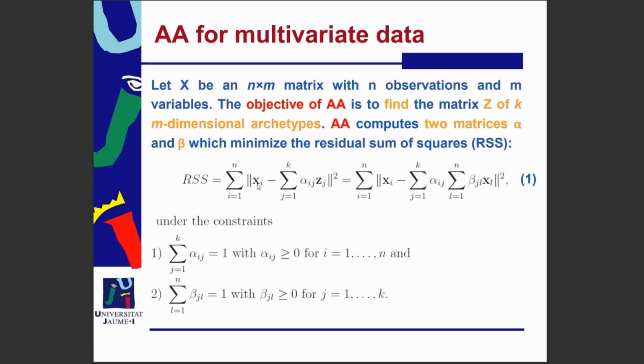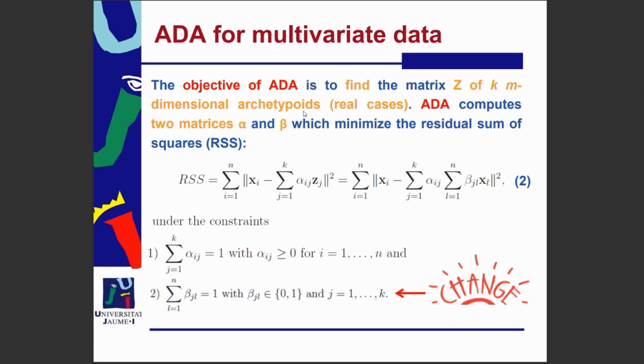X are the data, and we want to approximate this data by a mixture of the archetypes. At the same time, the archetype set is a mixture of the data. This is a continuous optimization problem, and archetypoid analysis is the same, but in this second constraint, the beta values can only take two possible values, 0 or 1, because we want to obtain real cases. So here we have a mixed integer optimization problem.